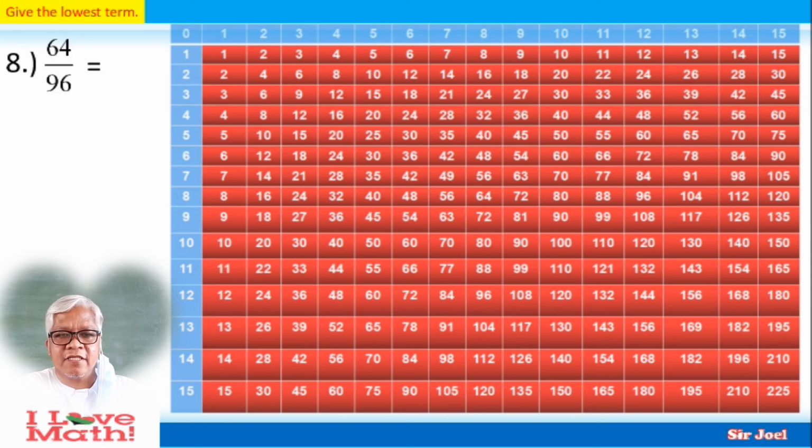64 over 96. Tingnan nga ninyo kung saan makikita ang 64 and 96. So, nasaan kaya ang 64 and 96? Well, siya ay nasa column number 8. Tama? Nakita niya? 64 and then 96. Column 8. So, ibig sabihin, gagamitin nating divisor dito ay 8. Tama? Check na natin. 64 divided by 8, the answer is 8. 96 divided by 8, the answer is 12.